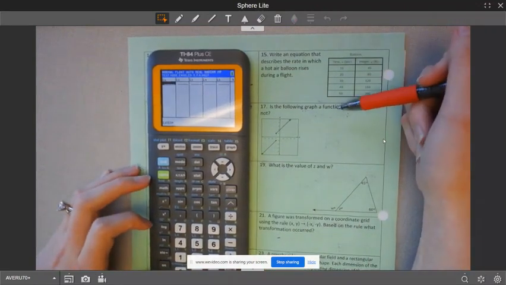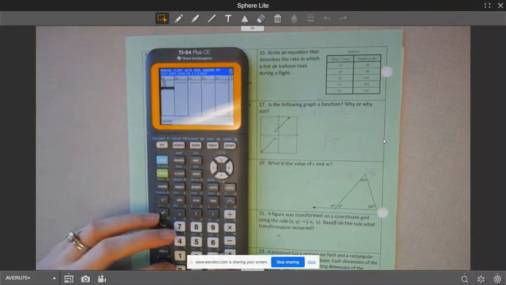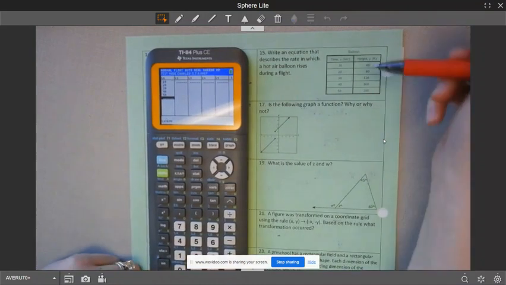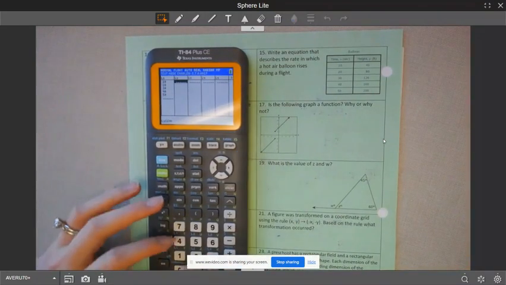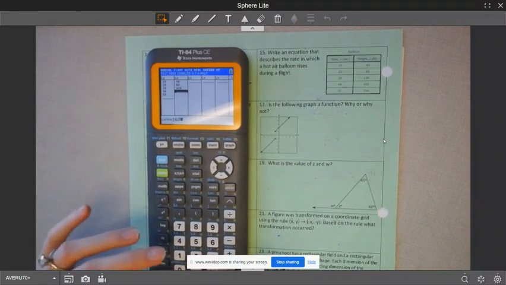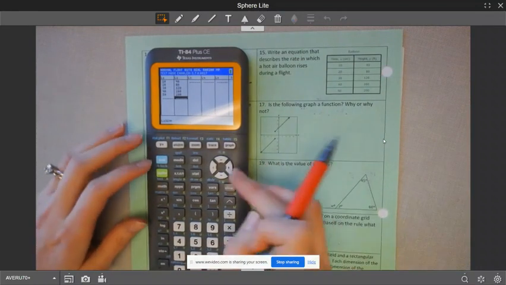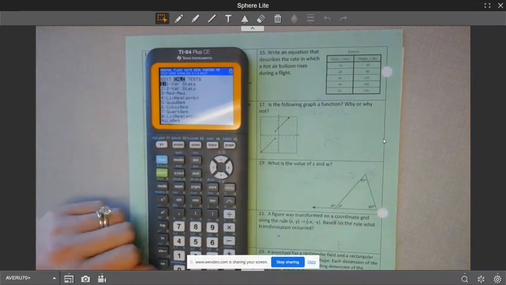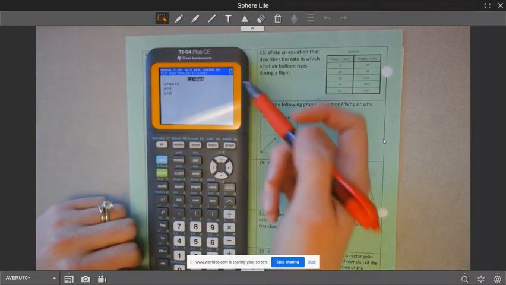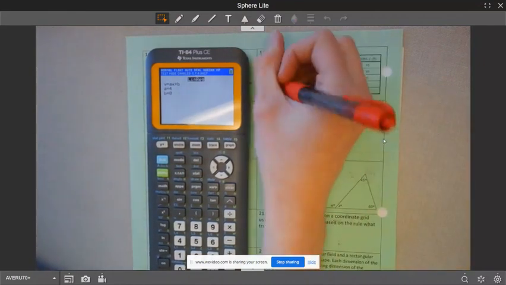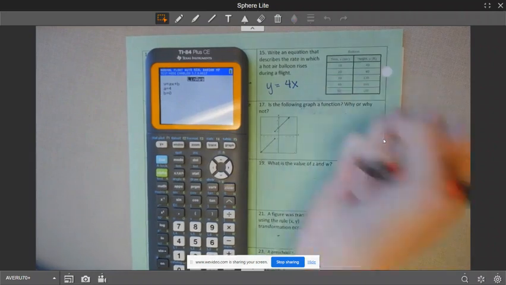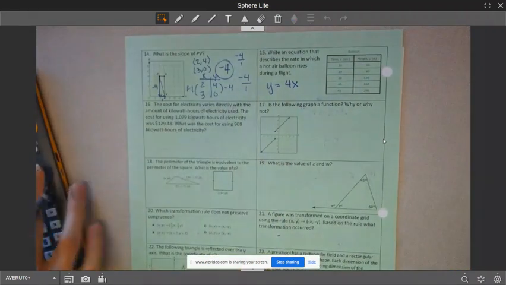I'm going to enter my X values in list 1: 10, 20, 30, 40, 50. And then I'm going to enter my Y values in list 2: 40, 80, 120, 160, 200. Now I'm going to hit stat again, right arrow over to calc, hit 4, enter until the screen changes. And now I have my equation. We have y is equal to 4x. I don't really have to put the plus 0 because it is just 0.